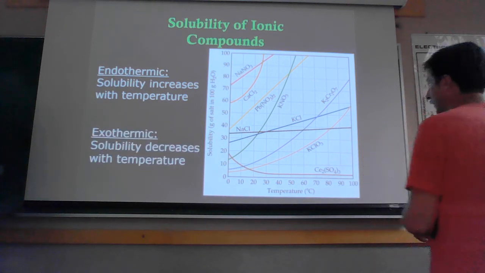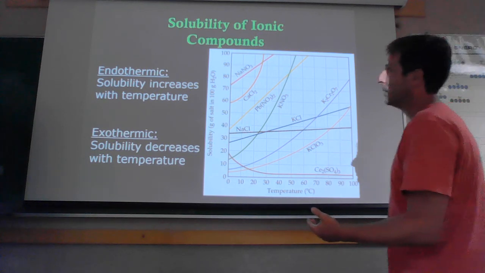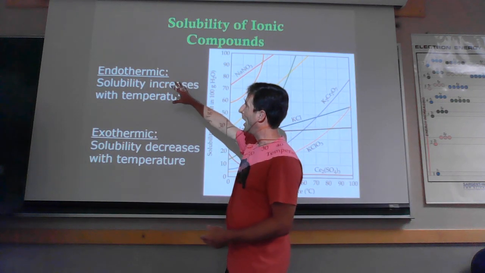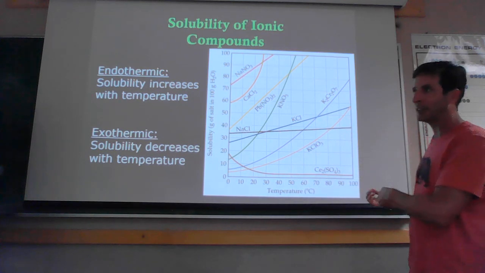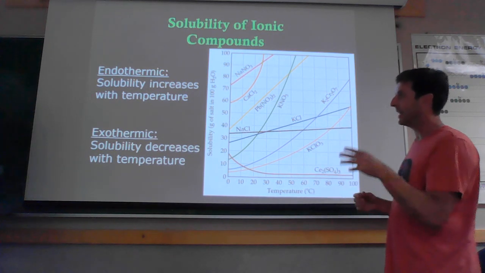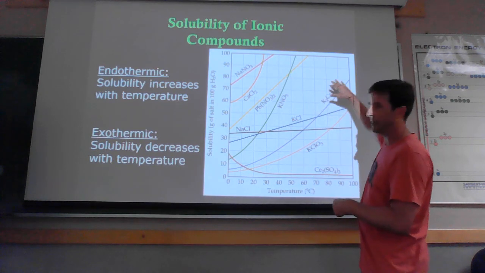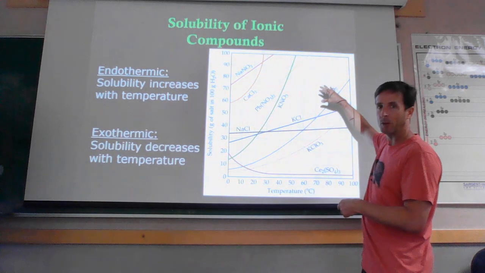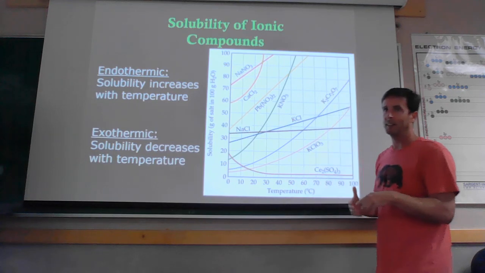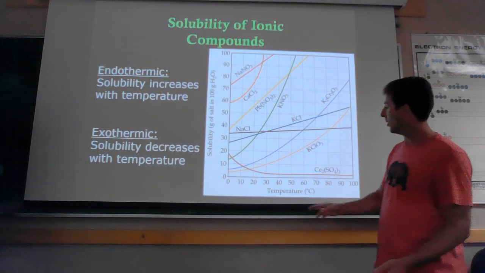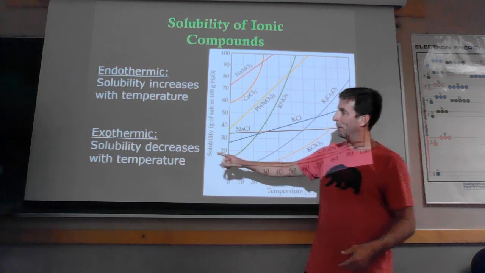Now, why is that? Well, when we get into chapter 15, we'll talk about equilibrium. Essentially, anytime something is endothermic, when you add heat to it, it's going to push it to the product side of a reaction. So when we add a salt, if it's an endothermic process, then increasing the temperature is going to raise the solubility. On the other hand, if it's exothermic, then adding heat actually discourages the solubility. So for cerium sulfate, as you add heat, the solubility goes down because that one's an exothermic process.